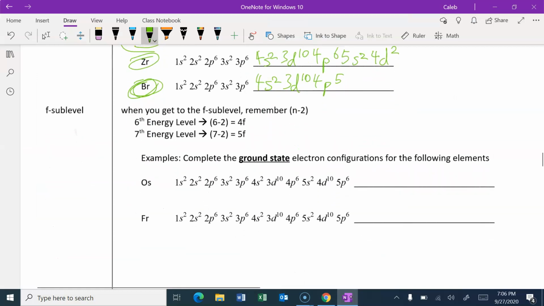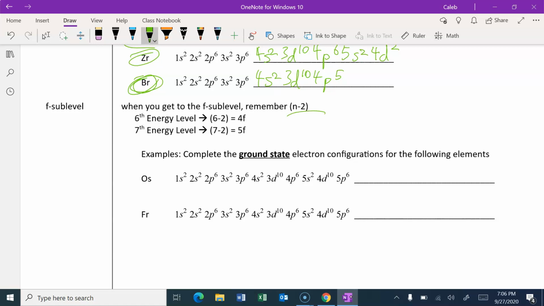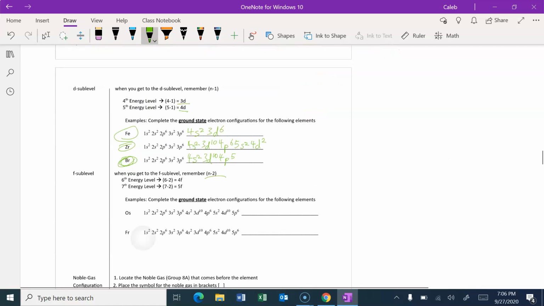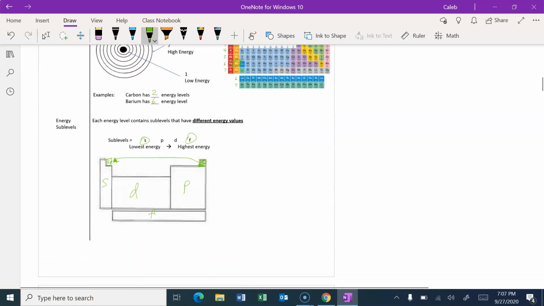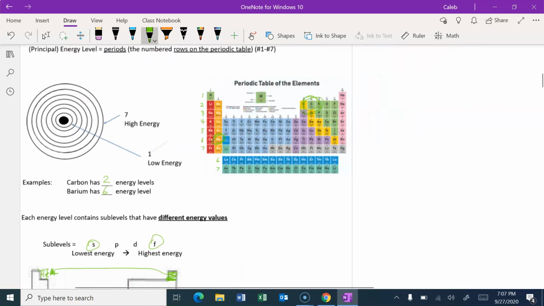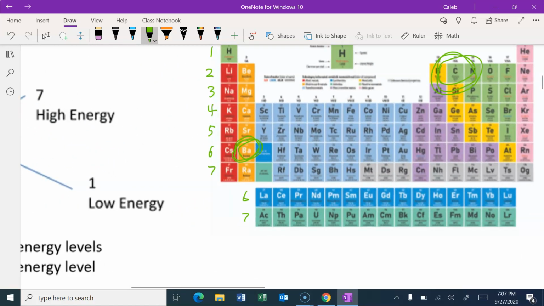All right, what about the F sublevel? Remember, it's n-2, so it's just like the D sublevel, except we go down 2. There's one more thing that kind of throws students off sometimes about the F sublevel. Let me just go back up a couple pages real quick. Remember that F sublevel, it fits right up here. So it's actually the 6th and 7th energy level, but we're going to go down 2, so we're going to call it 4f and 5f.